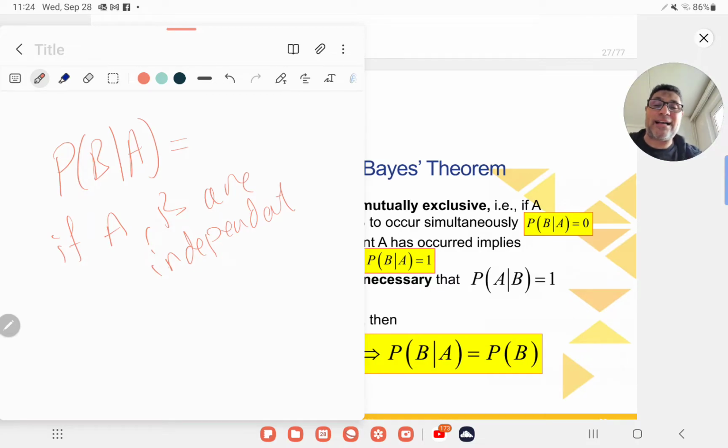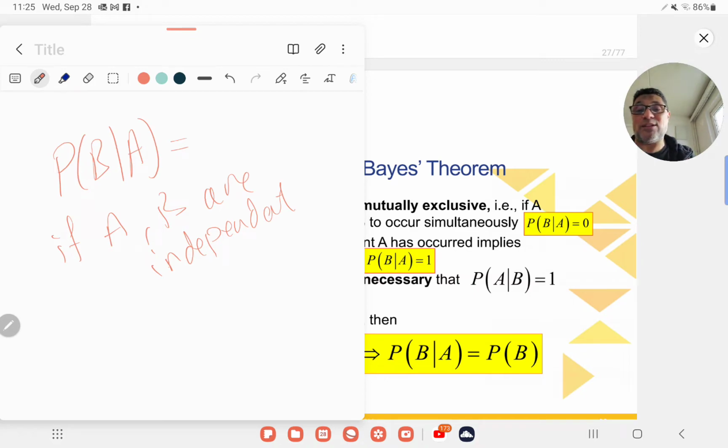Yeah, no. It looks like I heard someone say zero. It cannot be zero, because what does zero mean? Zero means that the probability of B given A equals zero. It means that if A has occurred, B will never occur. Okay, so they are dependent in this case. This case is called mutually exclusive, because if A has occurred, then B will not occur. So it cannot be zero.